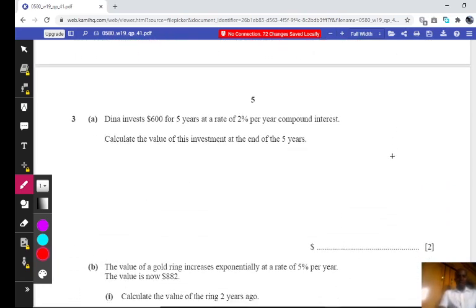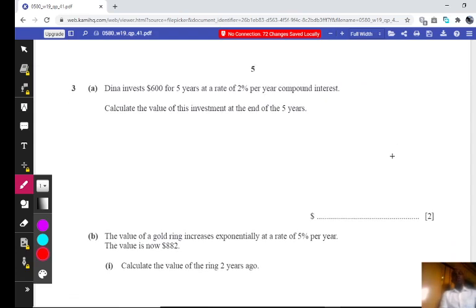Question number 3 is saying Dina invests 600 for 5 years at a rate of 2% per year compound interest. Calculate the value of this investment at the end of 5 years. What's the value after 5 years? So what do you do? Use this formula.